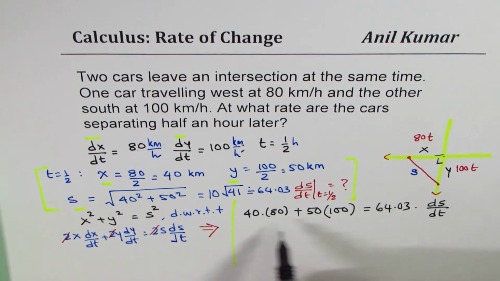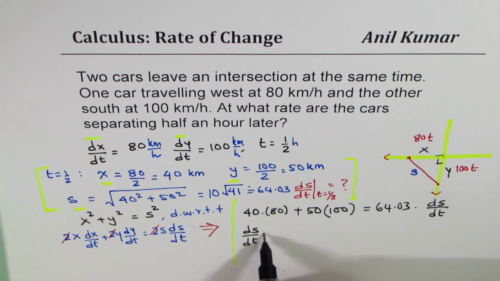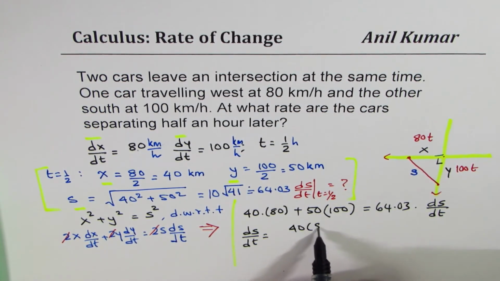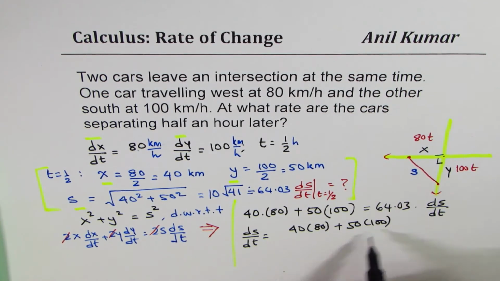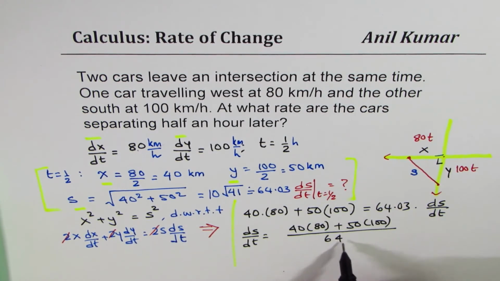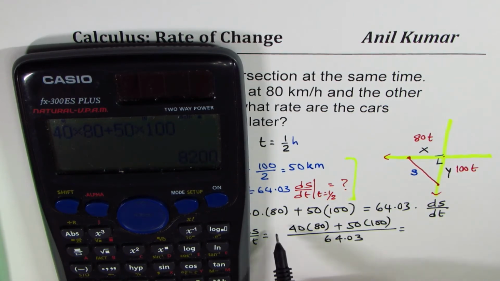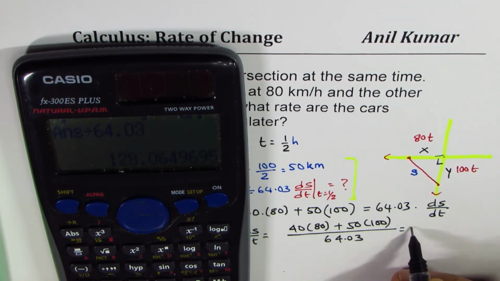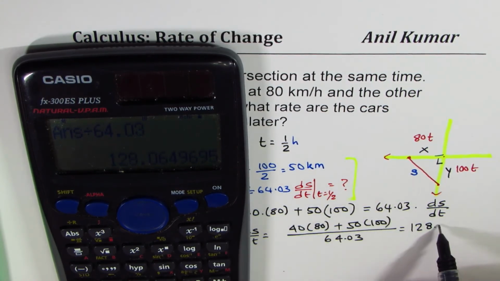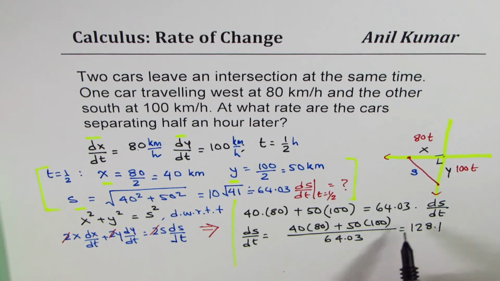So what is ds/dt equal to? Clearly ds/dt is equal to all this when you multiply. Let me rewrite: 40 times 80 plus 50 times 100, divided by 64.03. That's it. And units will be kilometers per hour, correct? So let's calculate 40 times 80 plus 50 times 100. A word of caution: since we did not put any brackets, say equal to here, and now divide by the denominator, which is 64.03. We get 128.06. Let me round it. We did some approximations, and the units will be kilometers per hour. So that is how it should be done. Perfect. I hope you should not have any difficulty.